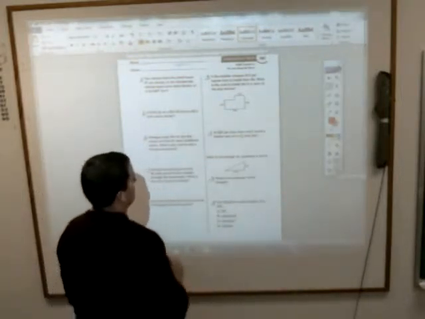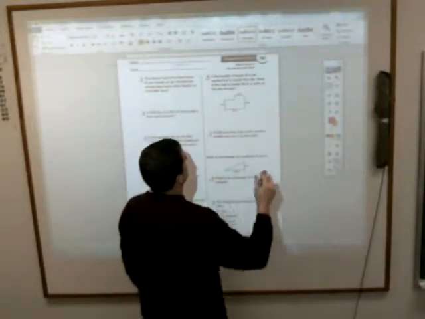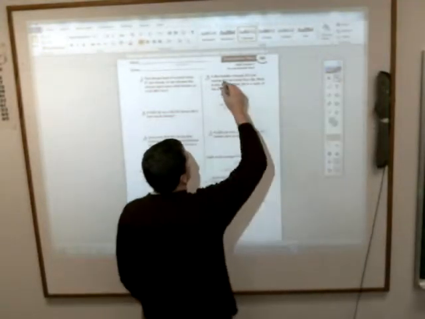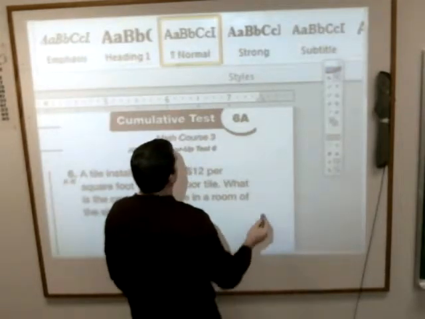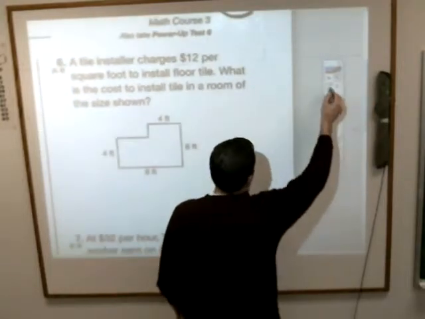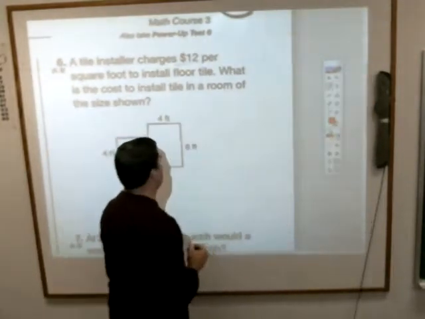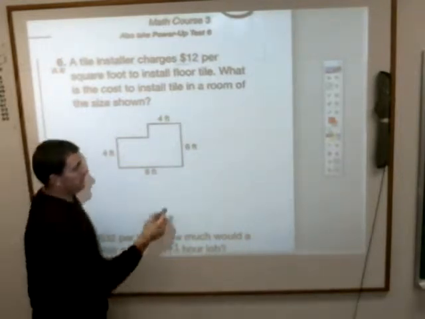A tile installer charges $12 per square foot to install a tile. What is the cost to install the room shown here? There it is. Just like magic, kids. Okay, the deal is this. They're asking you to find the area of this.